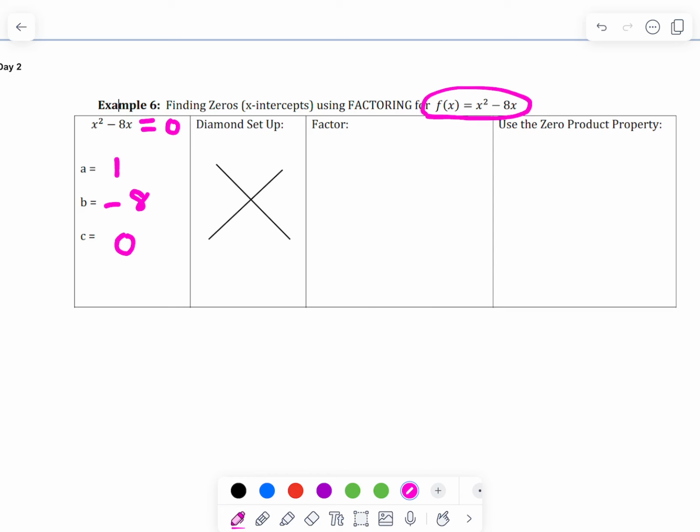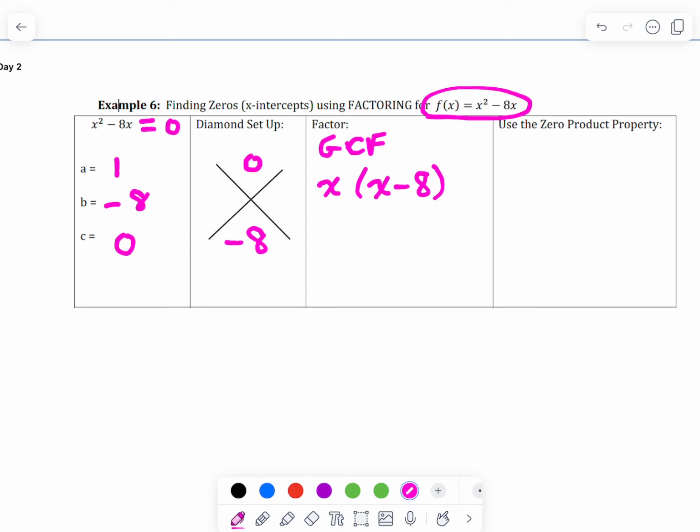So when we set up our diamond, what are the factors of AC? So 0, that adds to -8. Notice that this doesn't work to do the diamond. And the reason why is this has a GCF. So we take out the greatest common factor, which is x, and we're left with x minus 8.